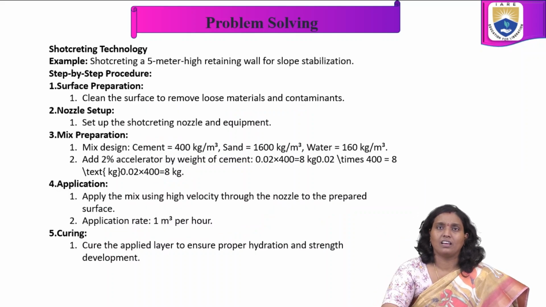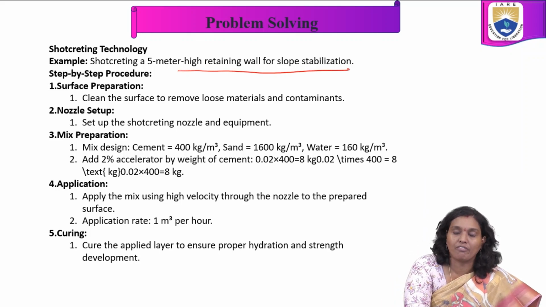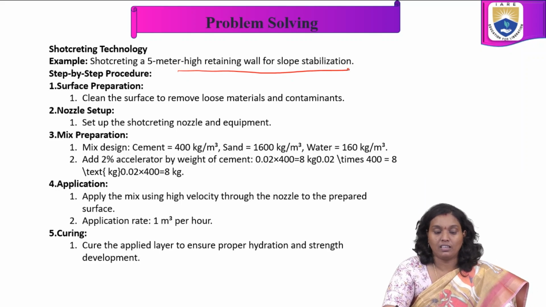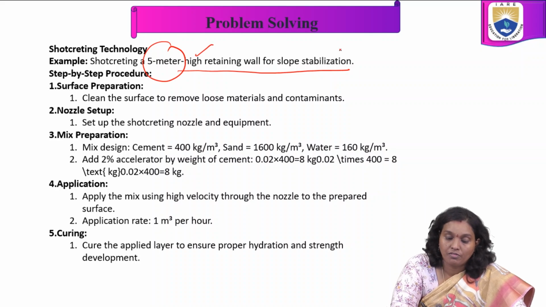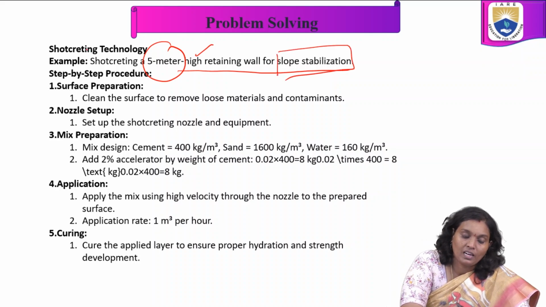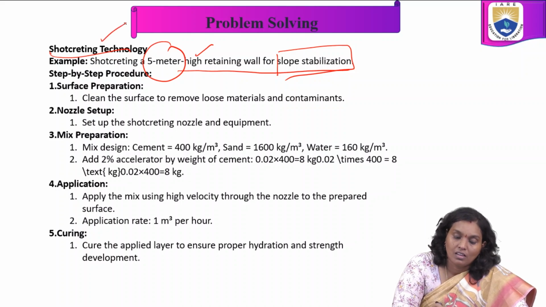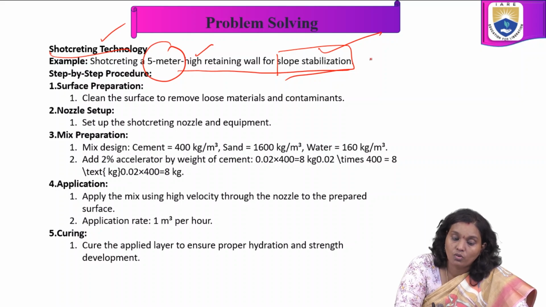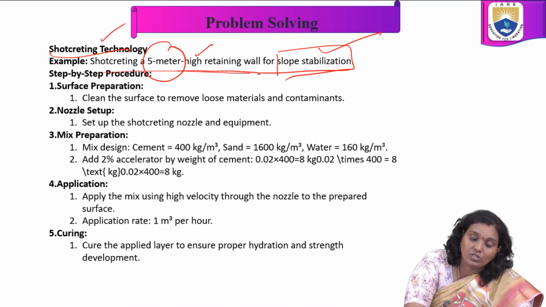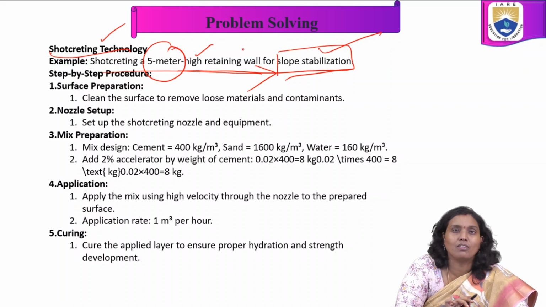This we understand. Now move on to the shotcreting technology. Shotcreting a 5 meter high retaining wall for slope stabilization. So shotcreting is the technology, and slope stabilization is the outcome. We are following this process for getting the slope stabilization under a 5 meter high retaining wall.